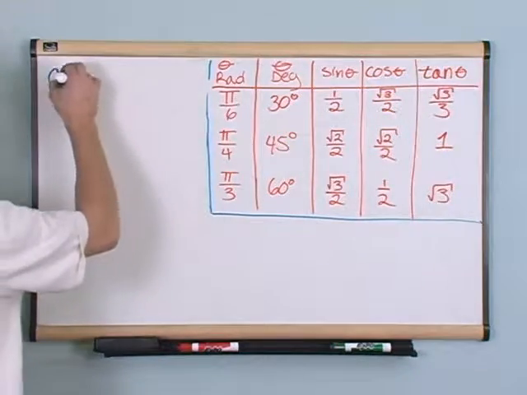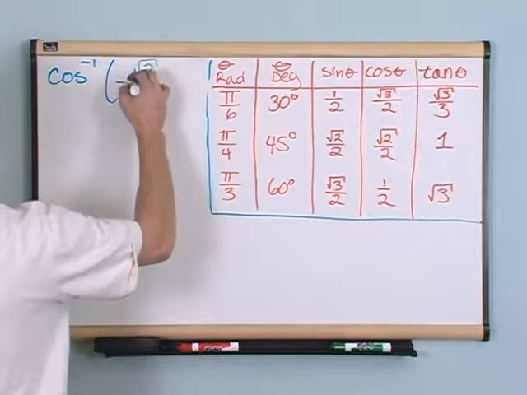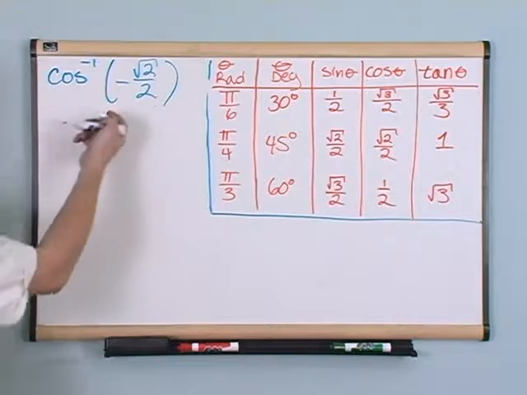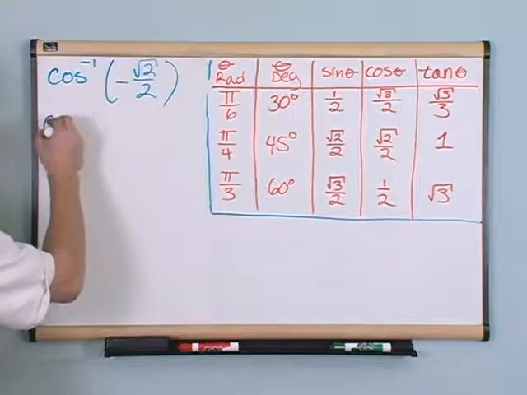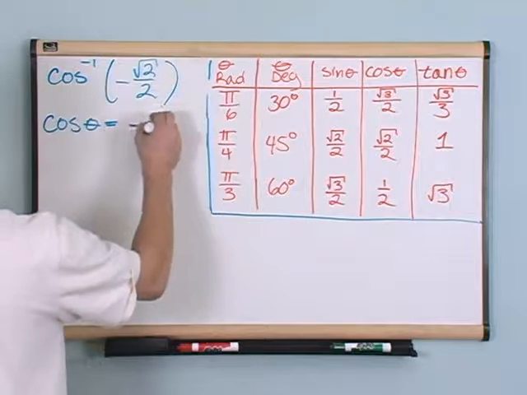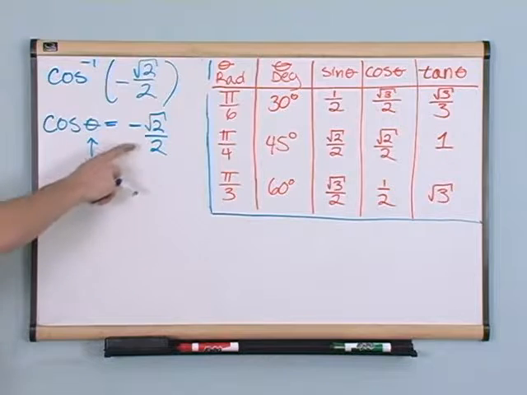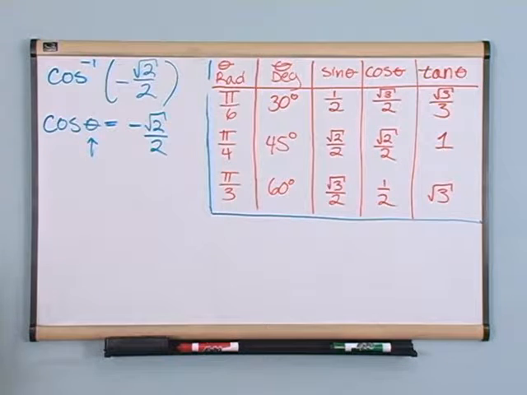What if I had cosine of negative square root of 2 over 2? Okay, so the next thing I do is I rewrite this, and I say, well, that's another way of saying cosine of theta is equal to negative square root of 2 over 2. So I'm trying to find some angle so that when I take the cosine of it, I get negative square root of 2 over 2.